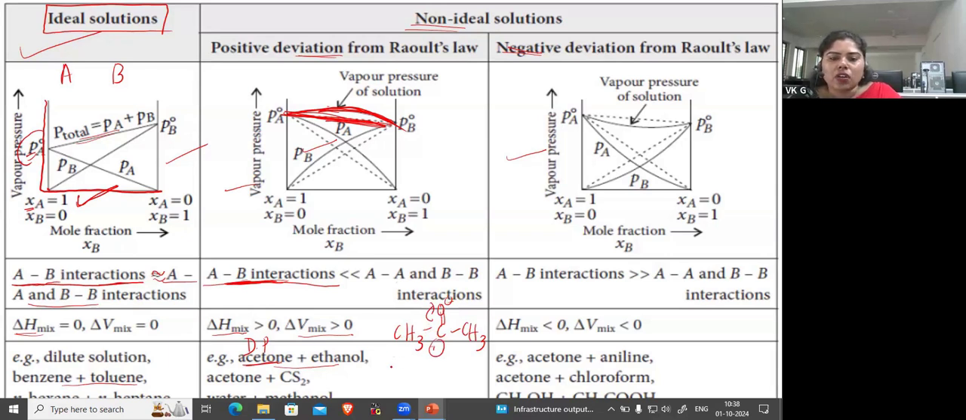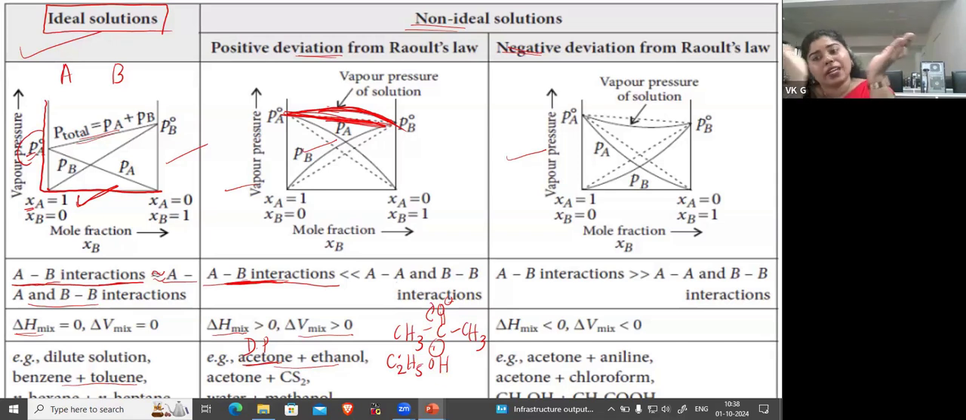But in the case of ethanol, it is hydrogen bonding. So C2H5OH, between C2H5OH there is strong hydrogen bonding. But what happens when you mix, there won't be stronger bonding when compared to their initial state. In ethanol there was stronger hydrogen bonding, but after mixing there will be less interaction or weaker forces of attraction. That's why you call it positive deviation.